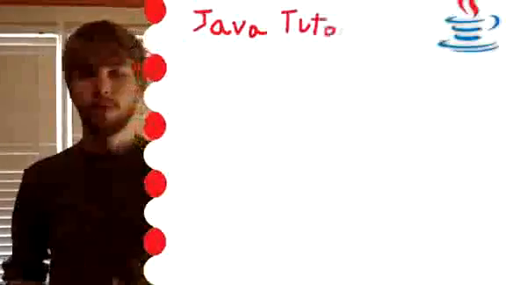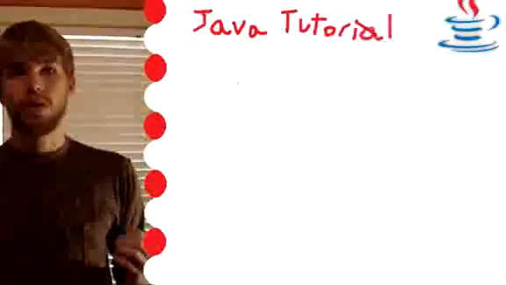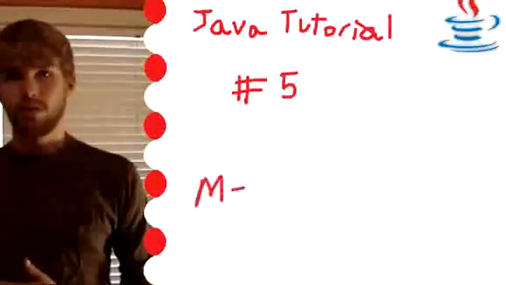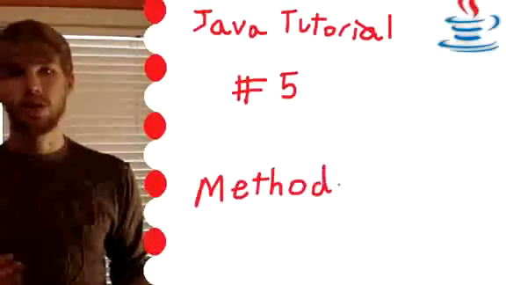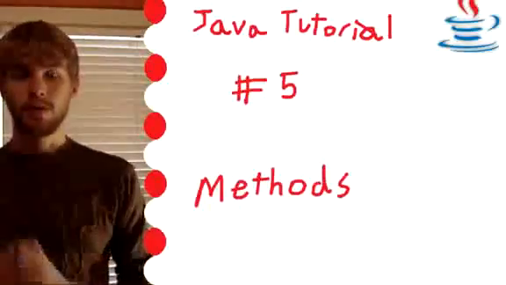Today we're going to be talking about methods. In Java, methods are used to perform actions, like I said in the first tutorial, and they're called functions in every other language, but they're called methods in Java because Java likes to be special.